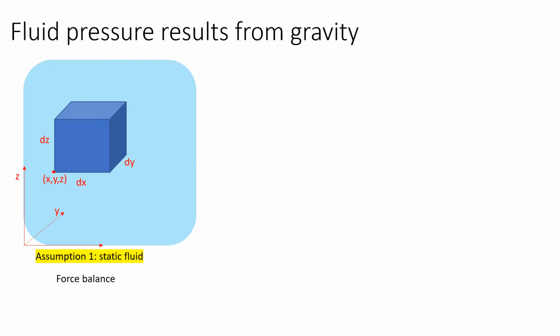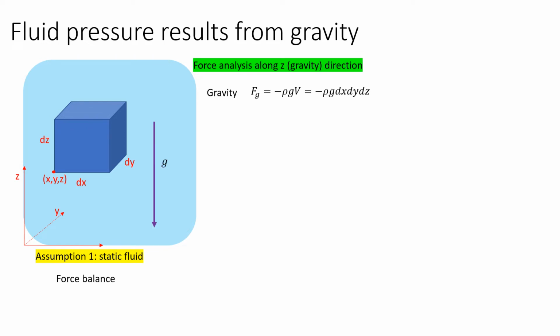We perform force analysis on the fluid element along the z direction, because that's the gravitational force direction. And we know there's gravity, which is downward. Gravitational force equals negative, because it's downward, opposite to the z direction we defined, and then rho, density, times g, gravity, and then times the volume. In this case, the volume can be expressed as dx dy dz. So we end up with negative rho g dx dy dz.